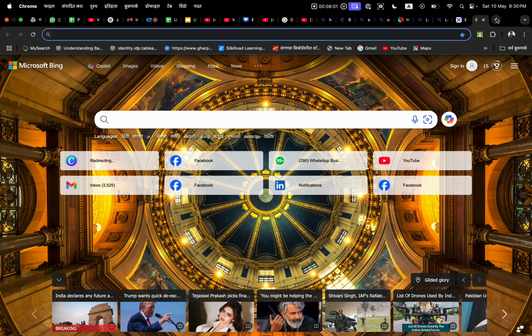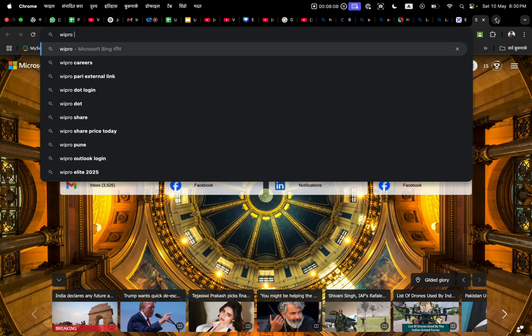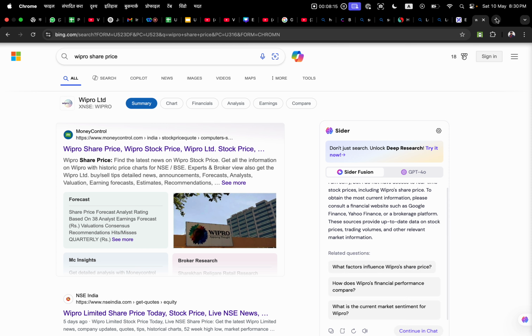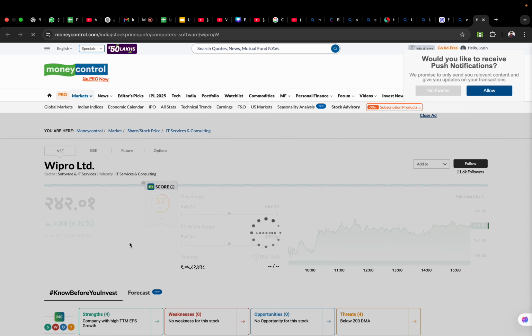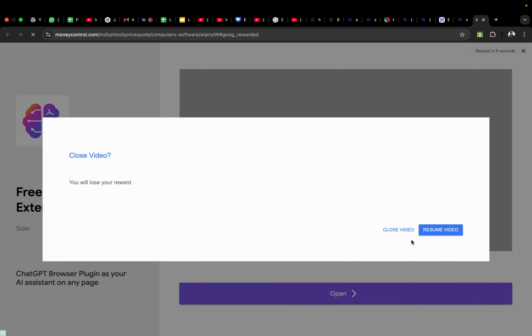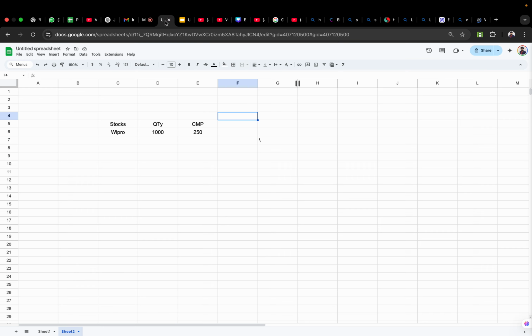So let me check the current price just to have a better understanding of how collateral works. Wipro share price. So 240, okay, 242.01. So now if I talk about your total asset value, what you have, just simply multiply it. So almost you're holding assets of 2,40,000.